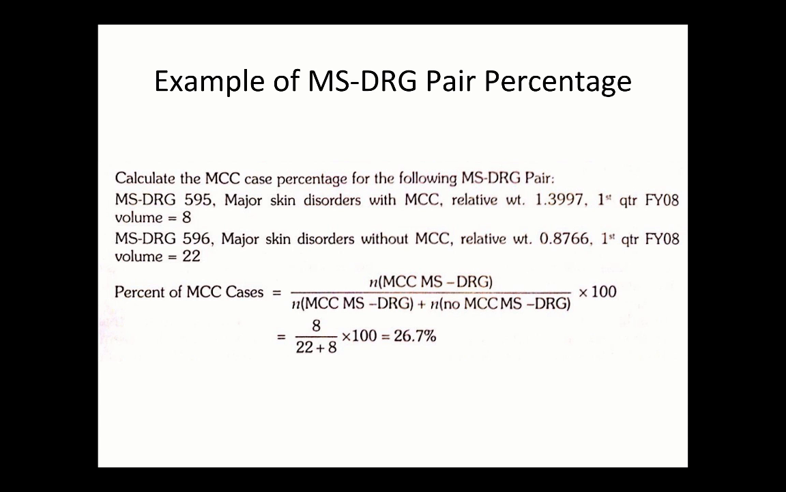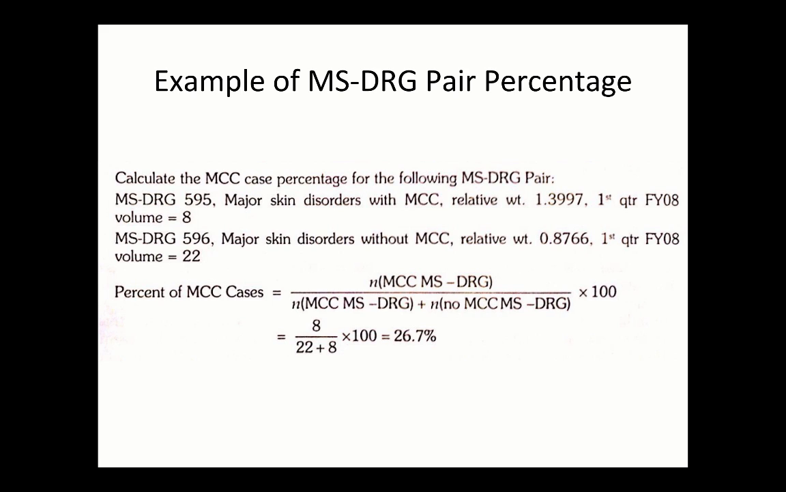Let's work through an example for calculating a pair percentage for determining the percentage of MCC cases for patients with a major skin disorder. The MS-DRG for major skin disorder with MCC is 595, and the MS-DRG for major skin disorder without MCC is 596. Let's say you found that there were 8 patients with the MS-DRG of 595, major skin disorder with MCC, and 22 patients with the MS-DRG code of 596, major skin disorder without MCC.